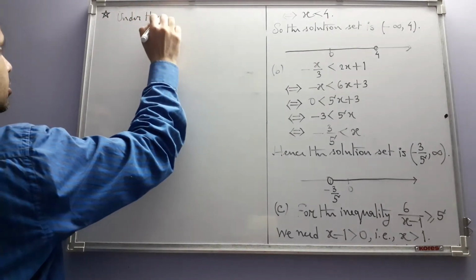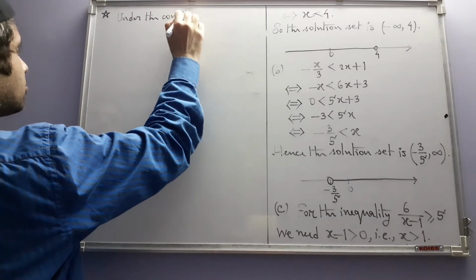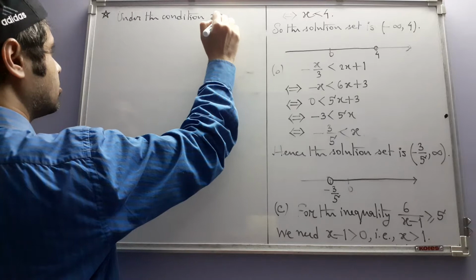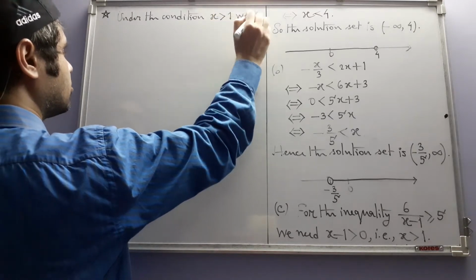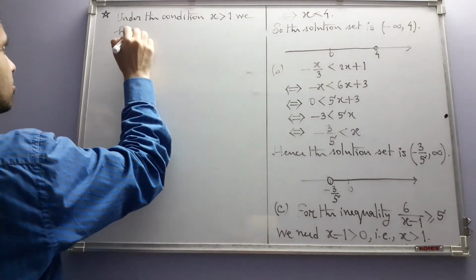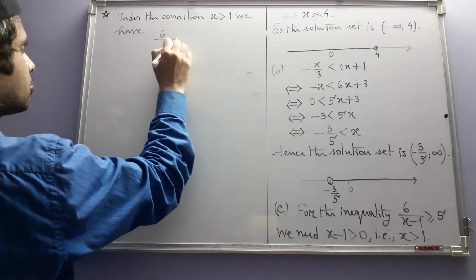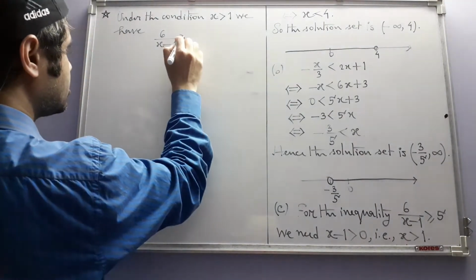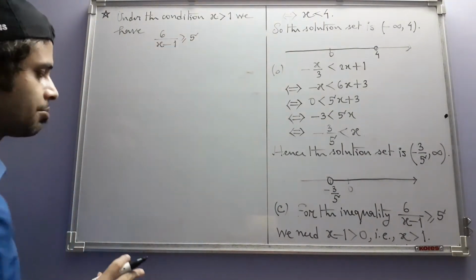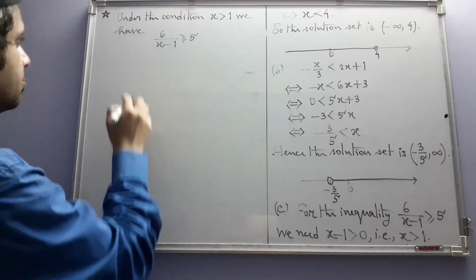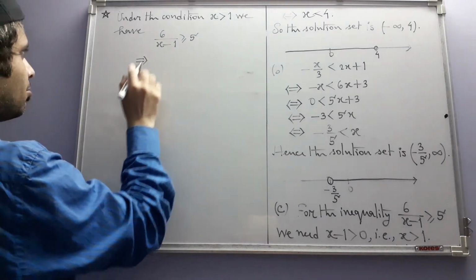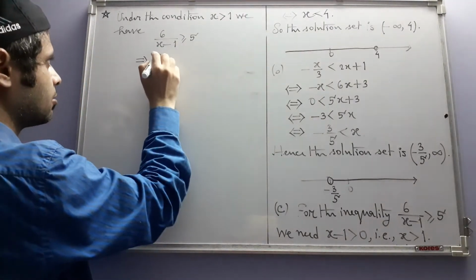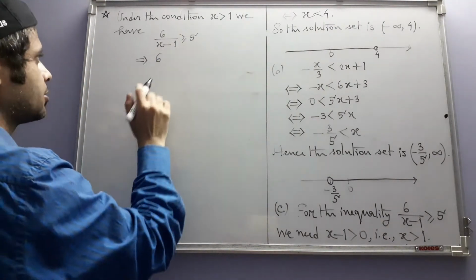Under the condition x greater than 1, we have this. Because x is greater than 1, x minus 1 is a positive real number, so we can multiply on both sides by x minus 1 without affecting the direction of the inequality.